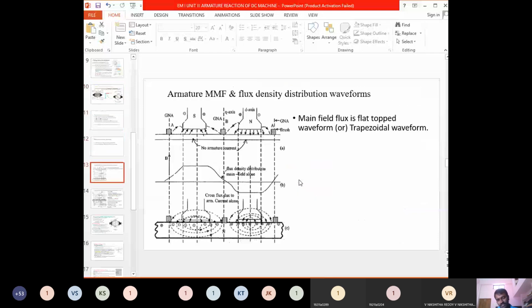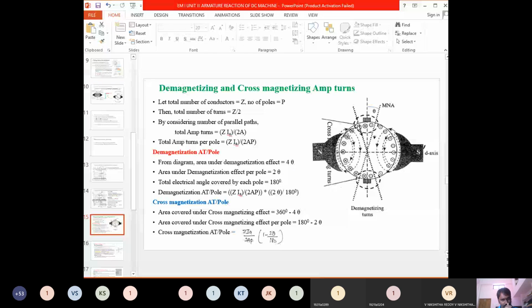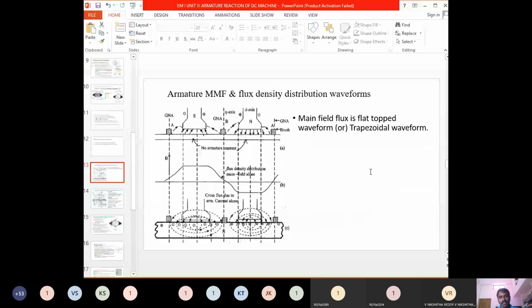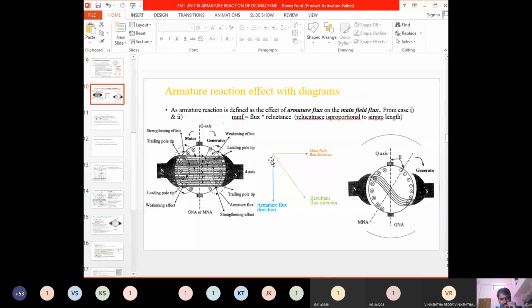Due to the effect of these two portions of the conductor, the direction of armature flux is downwards. And the direction of main field flux is towards the right side. Due to the effect of this armature flux on the main field flux, there is distortion of the resultant flux direction. Distortion takes place, and this is the resultant. And due to that, we can say that a cross magnetization effect is taking place.